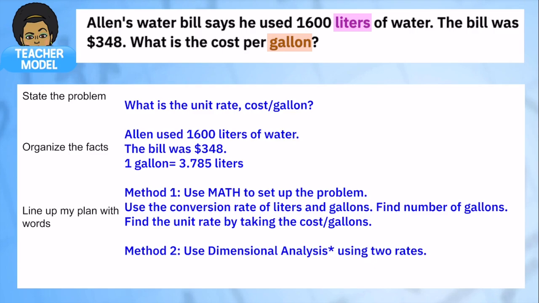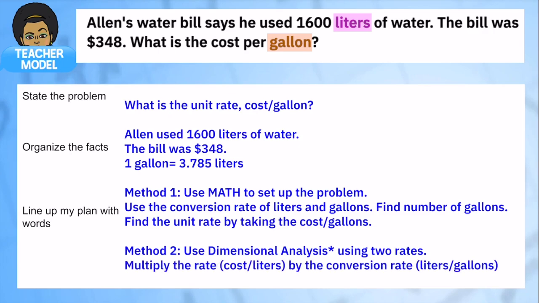In this case, the rate that we're given is 1600 liters cost $348. And so we can use the cost in liters, and we can multiply this by the conversion rate, liters and gallons. But the order absolutely matters. This is why this is more tricky.